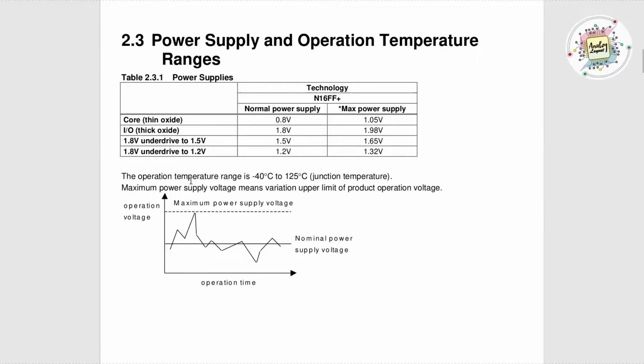These operating voltages purely depend on certain temperatures. This range is minus 40 to positive 125 degrees centigrade. Minus 40 is the lowest possible temperature and 125 is the highest junction temperature. Between minus 40 and 125 degrees is the operating temperature range of these core and IO voltage devices. We also have a 1.8 volt underdrive device and a 1.8 volt underdrive to 1.2 volt device. These are special devices, used where there is a need, and based on that need they can use the underdrive devices.